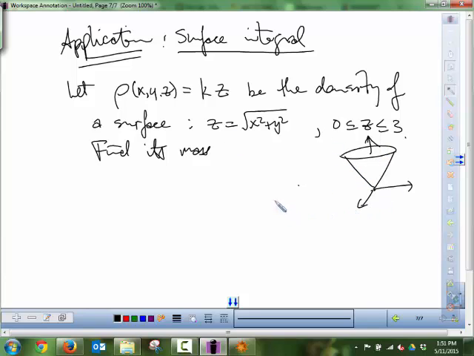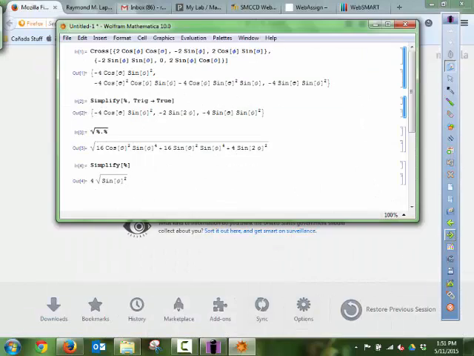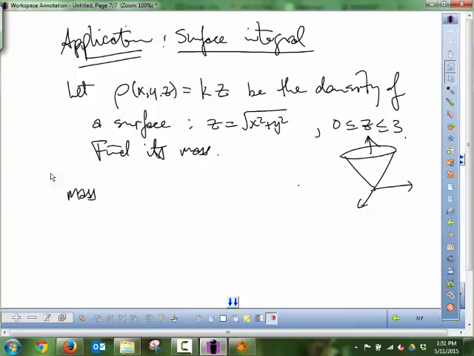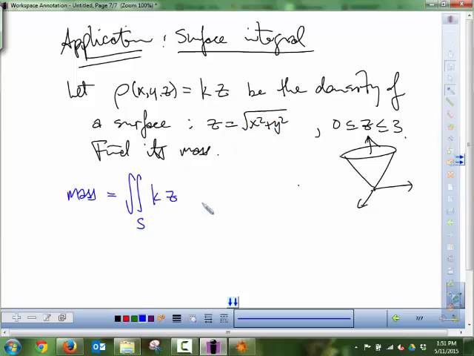So what we can do is parameterize the cone and integrate over this thing. So the mass is going to equal the surface integral of this density function over that surface, right?